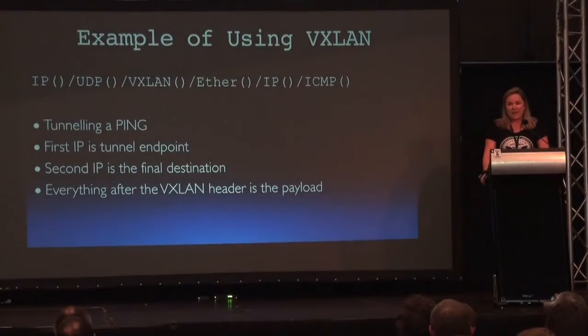So this is an example of sending an ICMP packet in Scapy using VXLAN. So you can see you just pretty much layer what we saw in the frame. So we have IP, UDP, VXLAN, Ether, IP, and then ICMP. That will send an ICMP packet encapsulated in a VXLAN header.